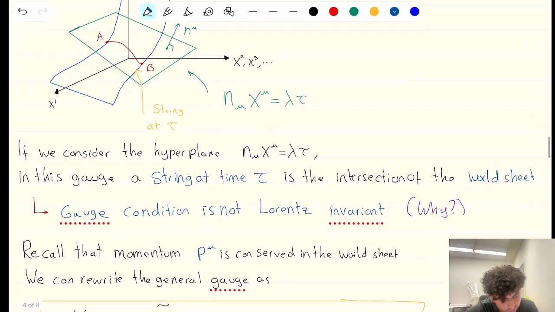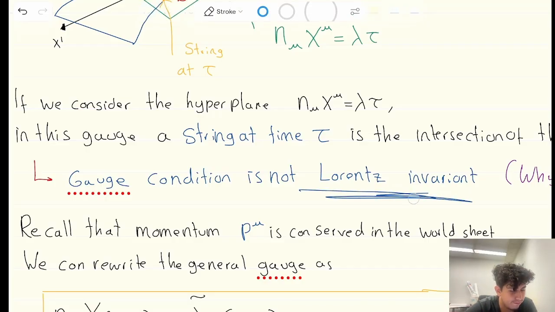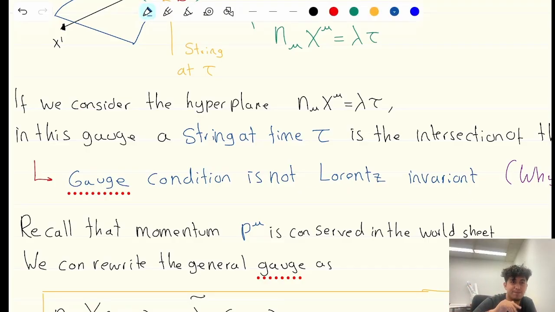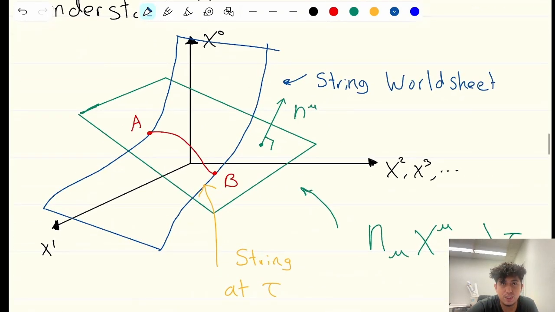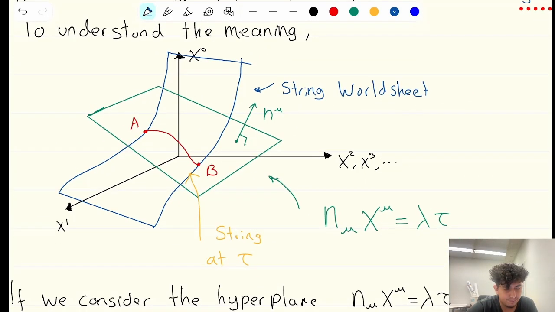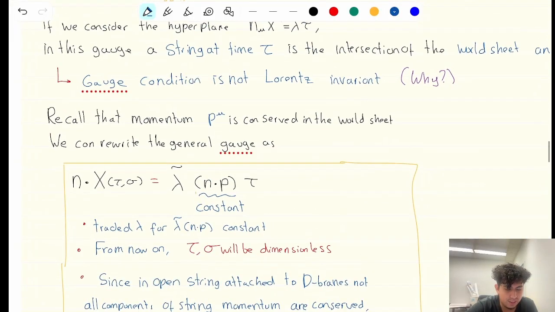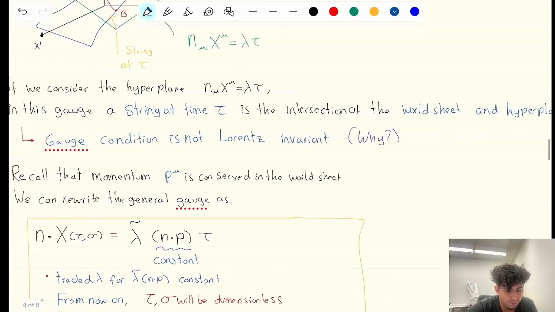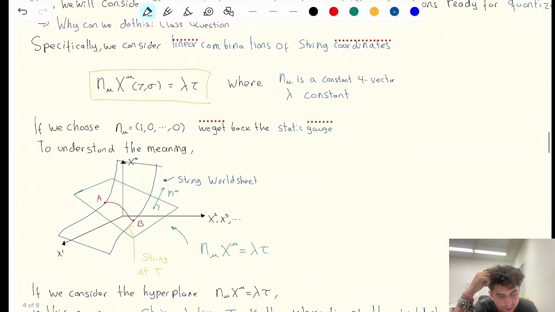Cool. Okay, you also have to notice that this gauge condition is not Lorentz invariant. Why is it not Lorentz invariant? It's pretty easy to see, since if we change coordinates, then this is going to change. Clearly, under any coordinate transformation, this hyperplane is not going to stay the same, so this gauge is going to be different. Cool.